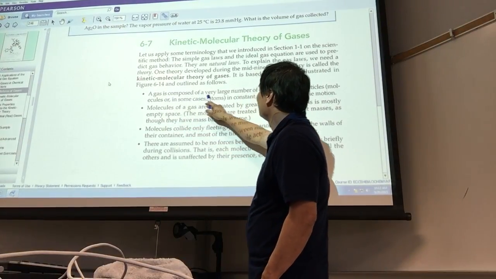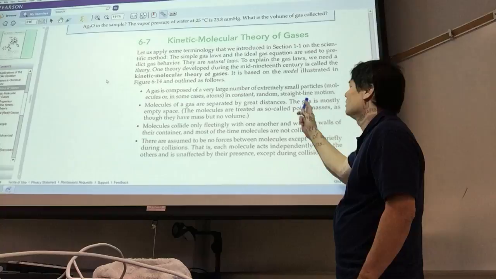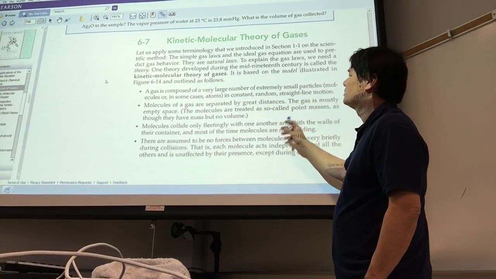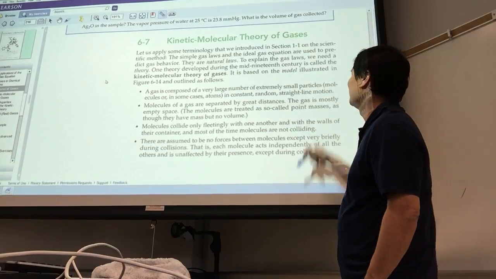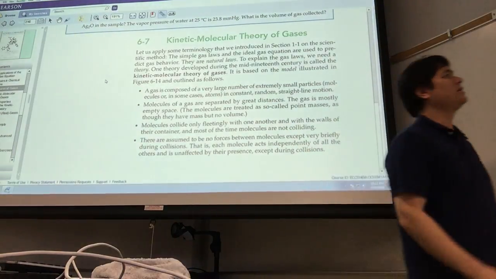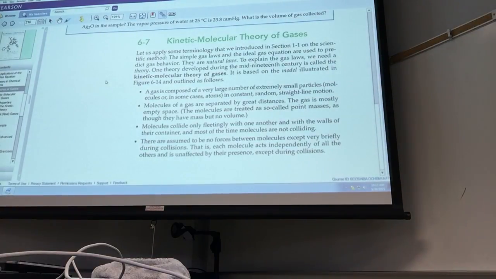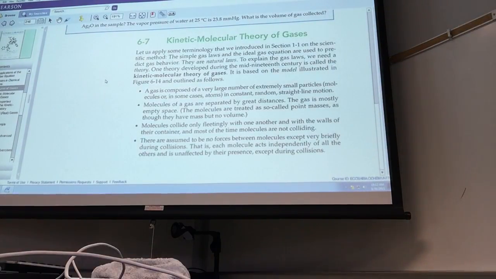A gas is composed of a very large number of extremely small particles, you know, atoms, molecules. And these particles are in constant random straight line motion. So when we look at a gas, we visualize particles like this, and they're moving in straight lines until they hit something.